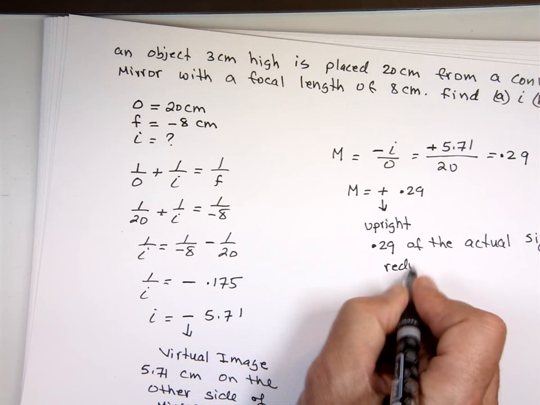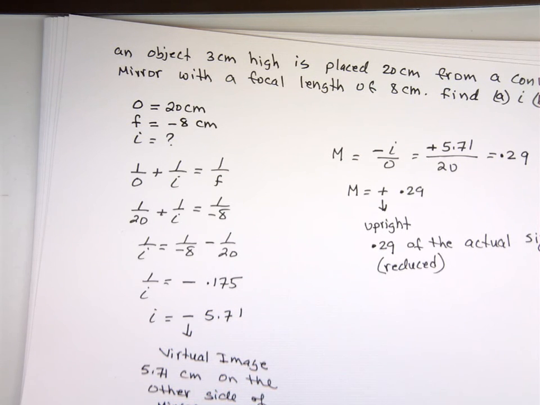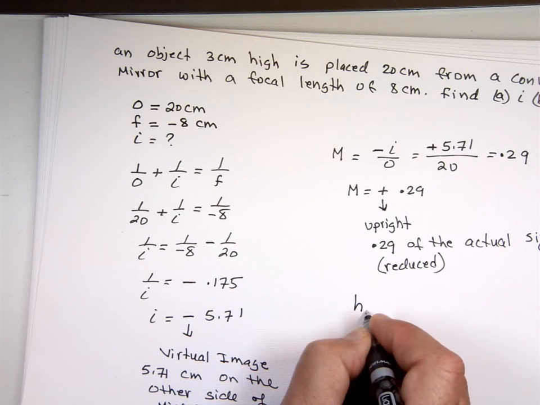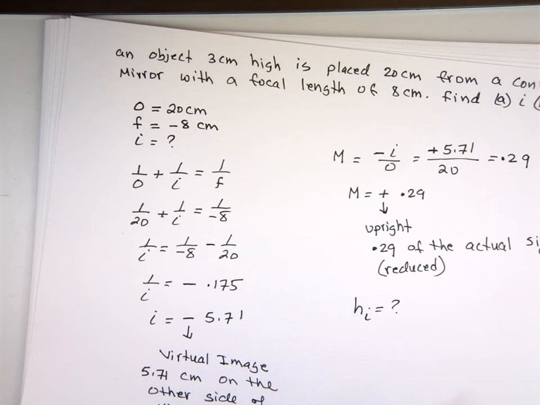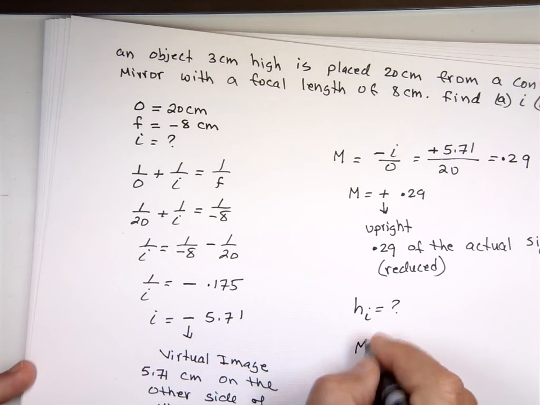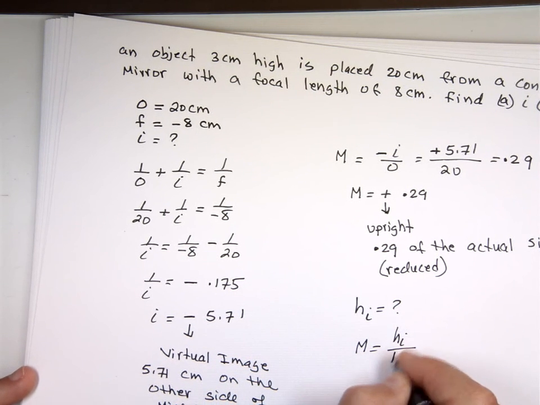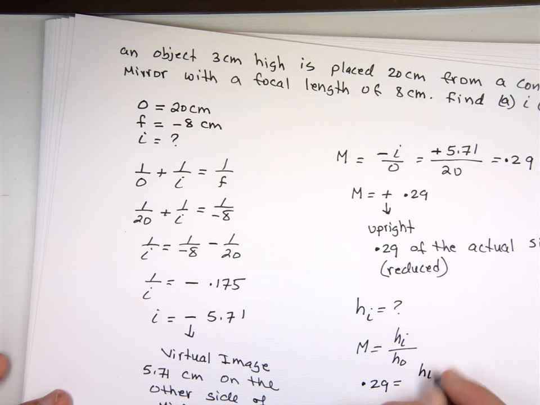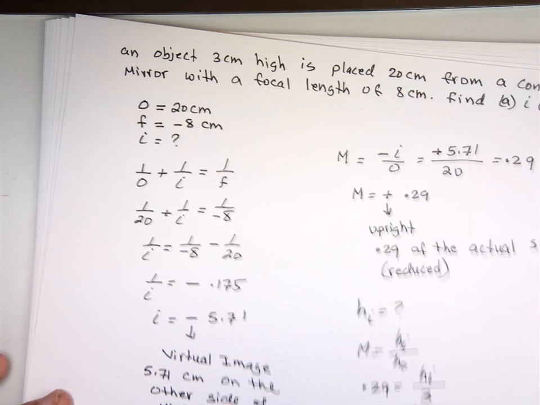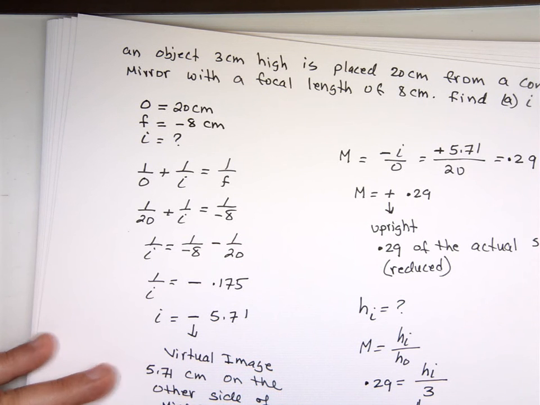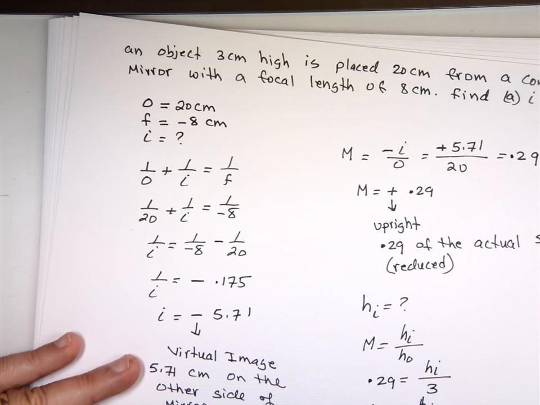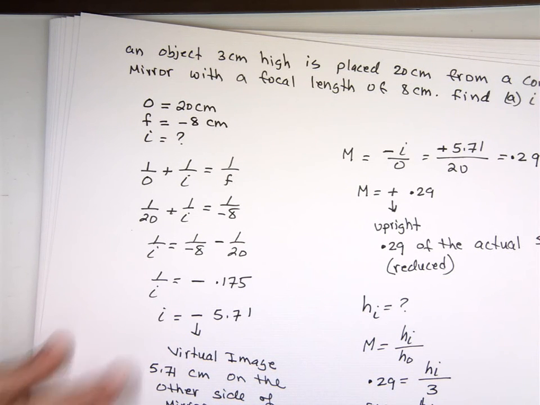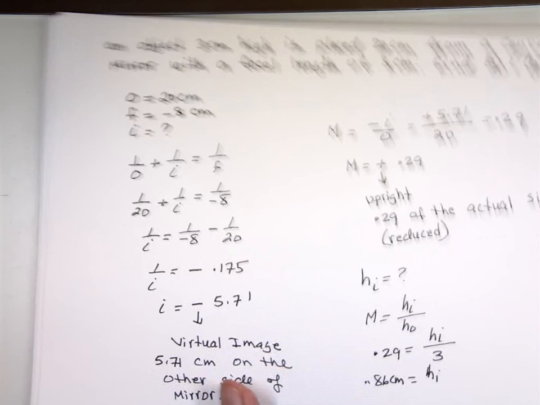So if you want to find the height of the image, how tall is that image? Well, I know the magnification is the height of the image over the height of the object. The magnification is 0.29. The object is what, 3 centimeters? How tall is the image? 0.29 times 3 is 0.86. So that 3 centimeter high object will have an image of 0.86 centimeters high, a little tiny one.